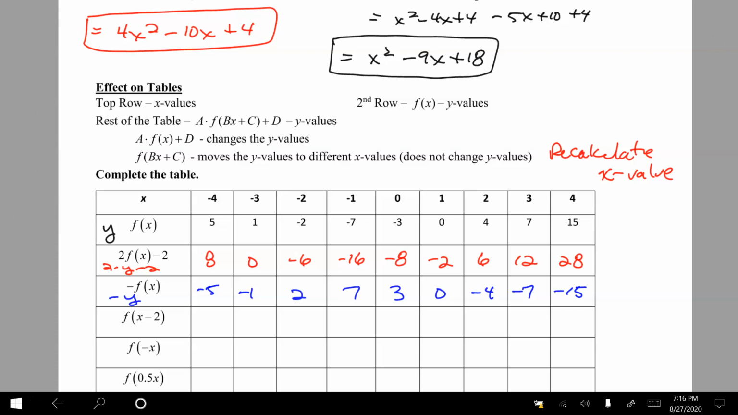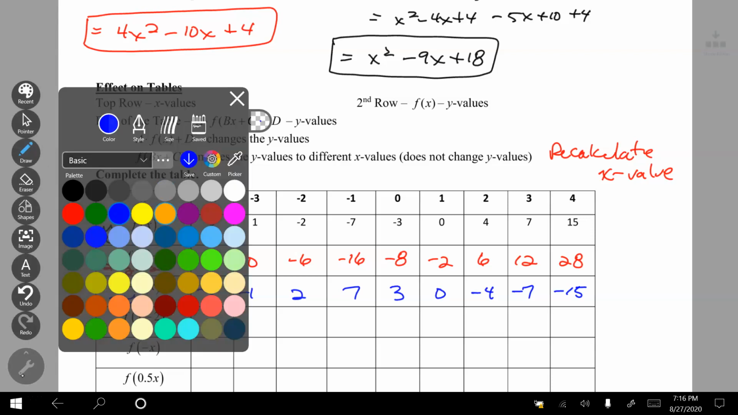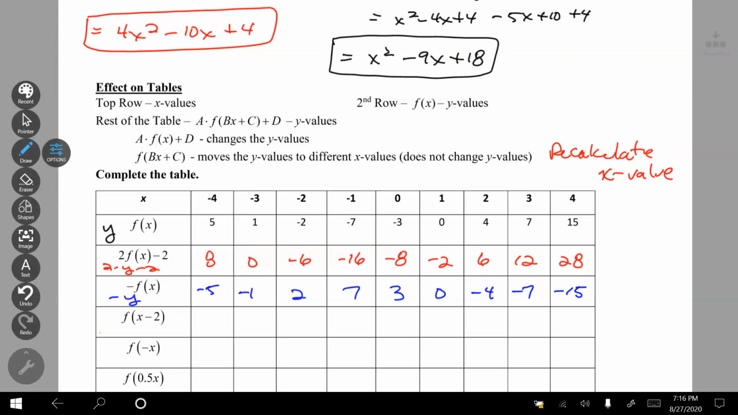Now the next row is going to be different because I see things inside the parentheses. That means I need to recalculate all my x's. So this x here is negative 4. So now it's going to be negative 6, but it's going to be f of negative 6. The answer isn't negative 6. It's f of negative 6. And then it's going to be f of negative 5, f of negative 4, f of negative 3, f of negative 2, and so on and so forth. I'm going to make this a little bit bigger.